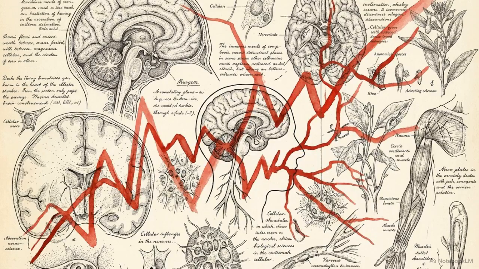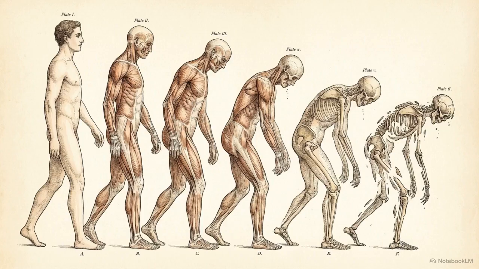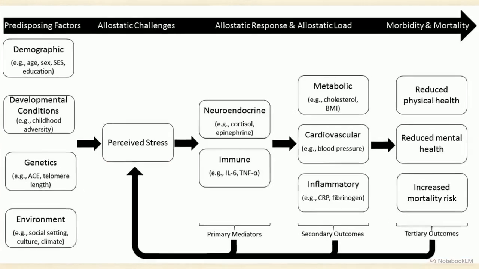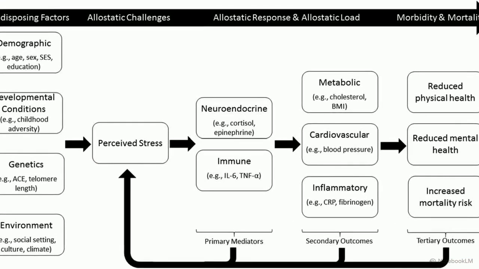This wear and tear is known as allostatic load, the progressive degradation caused by the chronic overactivity or underactivity of our adaptive systems. This macroscopic model shows how predisposing factors, from genetics to early development, feed into our perception of stress. When stressors become chronic, the system fails to return to baseline. This pushes the organism into allostatic overload, flooding the neuroendocrine and immune pathways shown here.